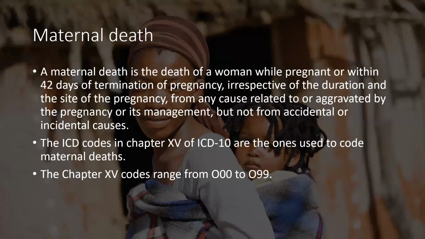What do you mean by a maternal death? A maternal death is the death of a woman while pregnant or within 42 days of termination of pregnancy, irrespective of the duration and the site of the pregnancy, from any cause related to or aggravated by the pregnancy or its management, but not from accidental or incidental causes. This definition of maternal death is an international definition used by the WHO for statistical tabulation, and there are no national variations to this definition.